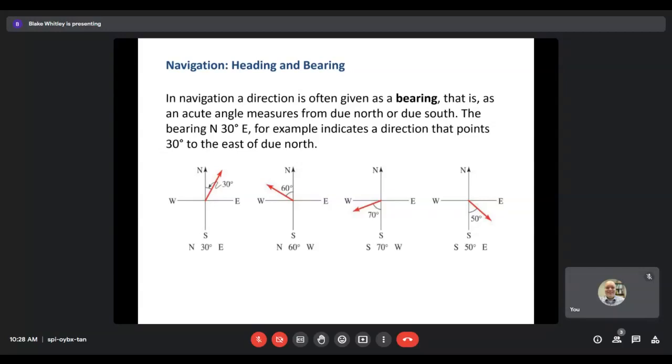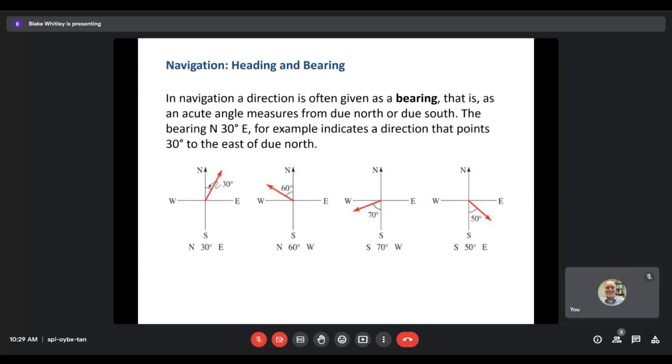So notice that first angle that's given, north 30 degrees east, we're measuring from north towards the east 30 degrees. And so the 30-degree angle there is actually between the vertical axis at north and the angle itself. Again, the second one, north 60 degrees west, we're starting at north, we're going 60 degrees towards the west. And then we can also measure from south, so south 70 degrees west, starting from the south pole and then going around 70 degrees towards the west, or measuring from south and going 50 degrees towards the east is that last one.